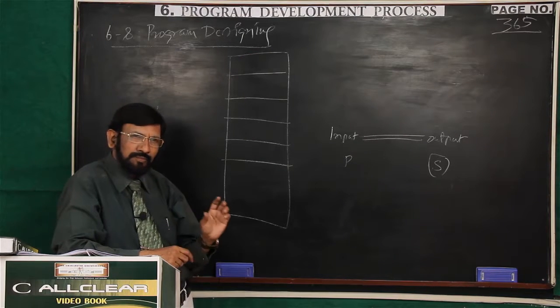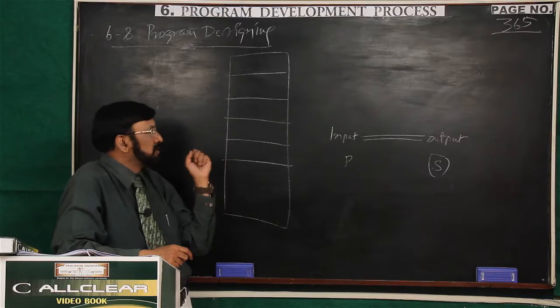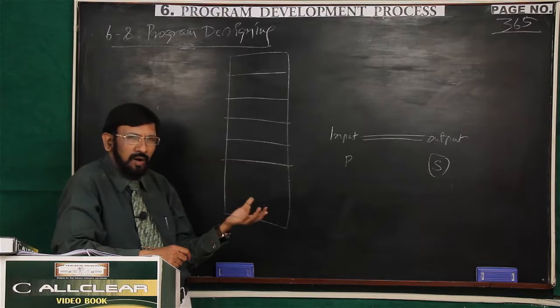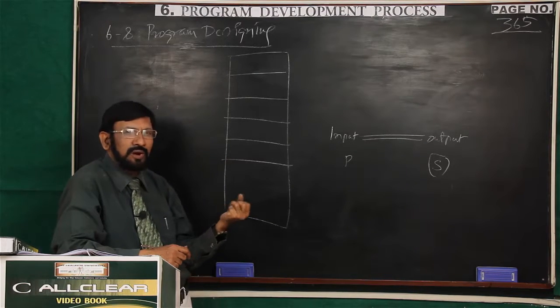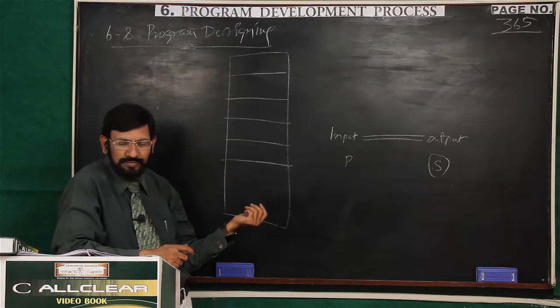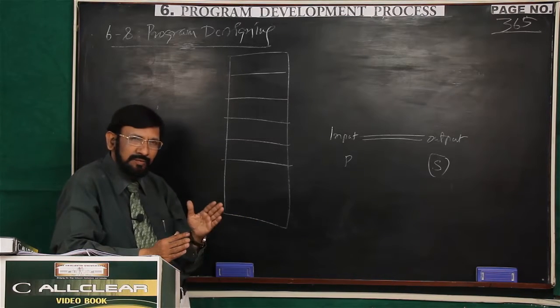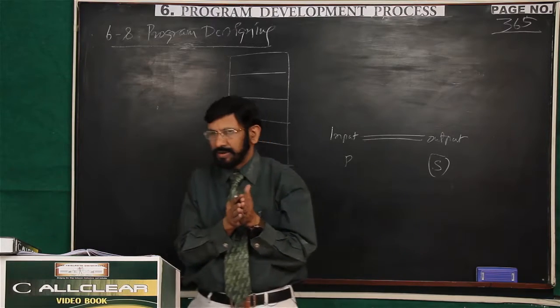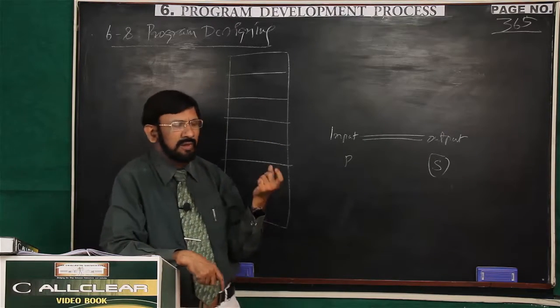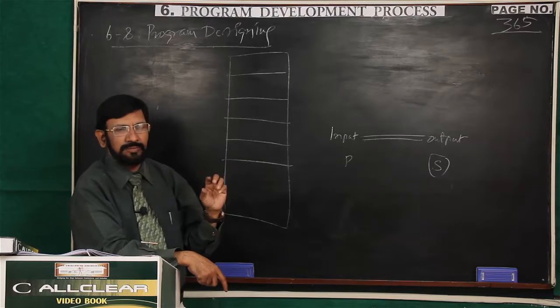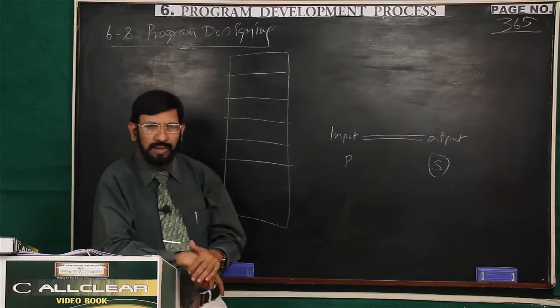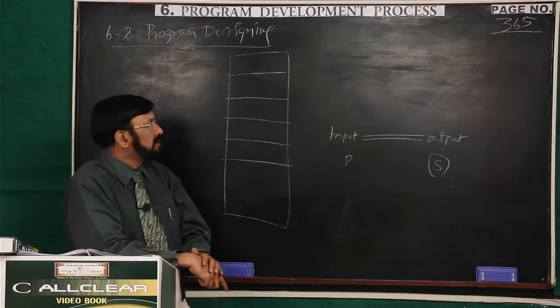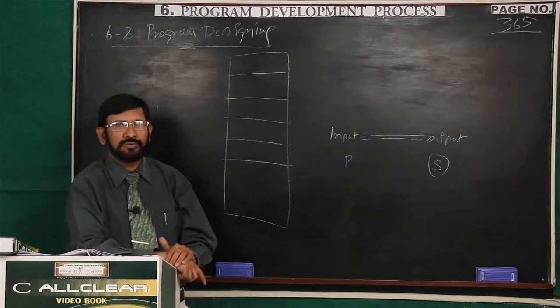Every module achieves a subtask. When all subtasks are properly achieved, ultimately your main task is achieved. So that is called... after analysis, you can find out what are the subtasks involved in this. For each subtask, you develop a module. Then that approach is called modular approach.